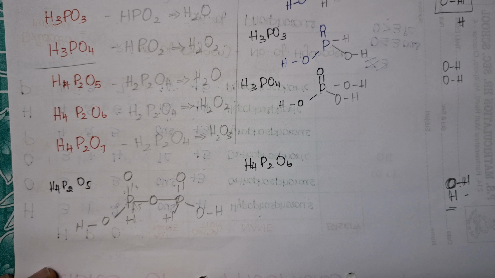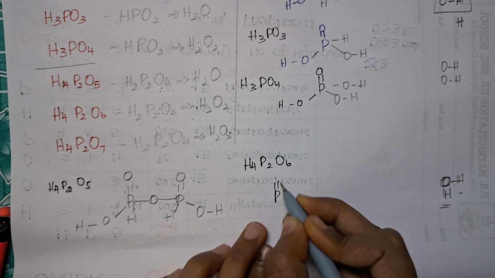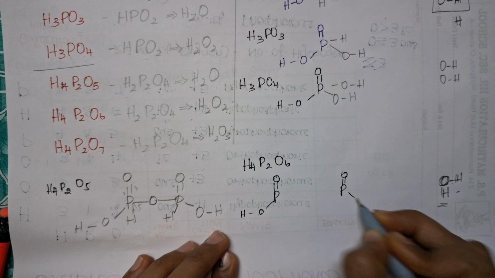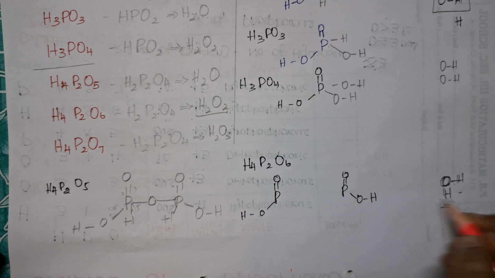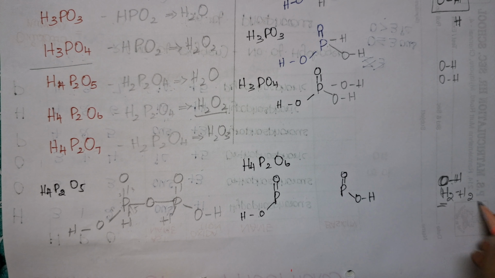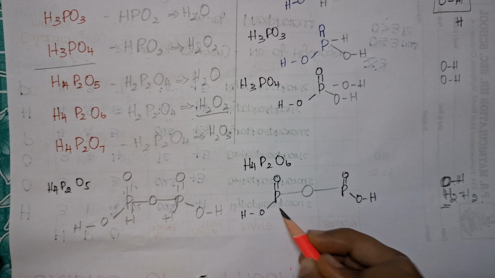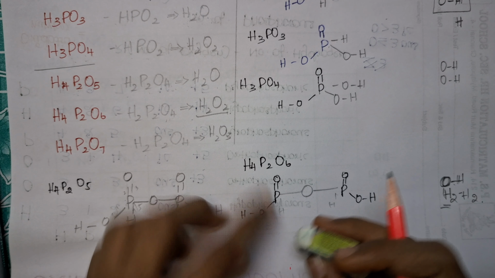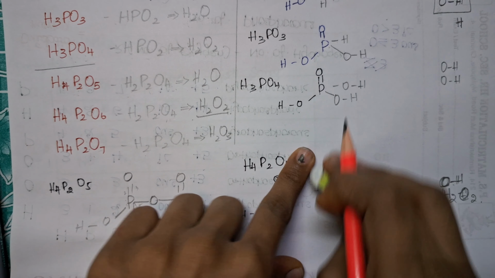H4P2O6. Common structure. Let's write the common structure. You can also do with me. Now what we need to add? H2O2, to add H2 and O2. See, if we put O here and H here, 1 O will be remaining. What we will do? So this structure is not possible here, am I right? Because here 2 O and 2 H are there. So we can't write in that way.